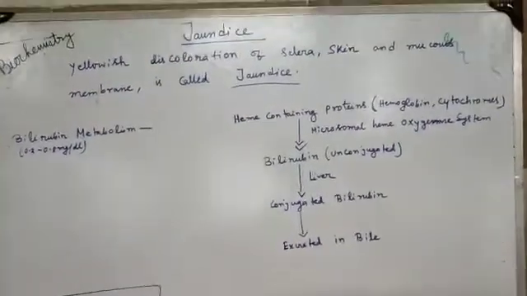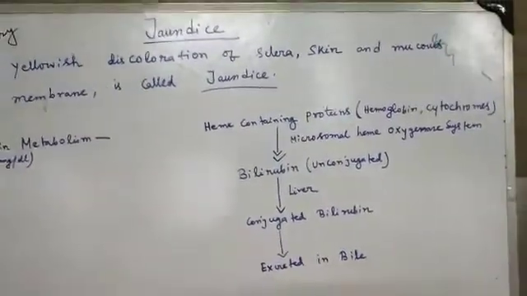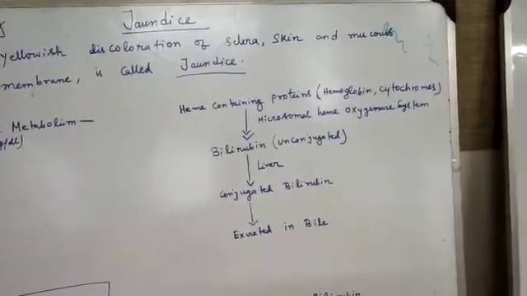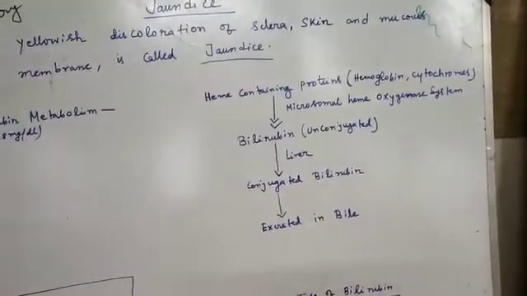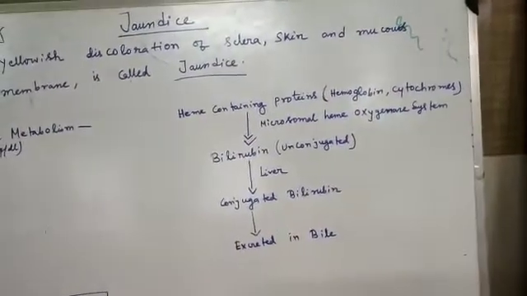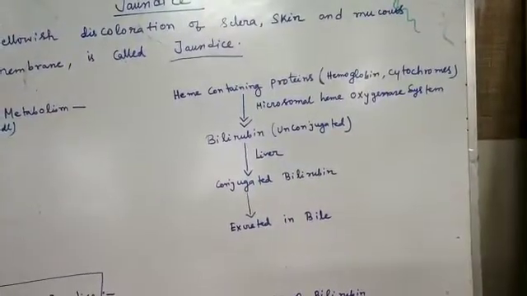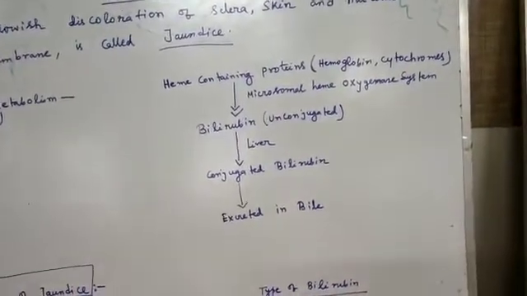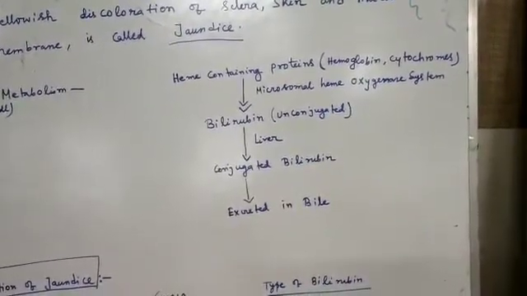So, we have to know a little bit about bilirubin metabolism. We all know hemoglobin is a blood pigment which is present within the RBC and which is responsible for the red color of blood. This hemoglobin is a heme containing protein, and certain cytochromes are also heme containing proteins. These heme containing proteins are catabolized by the microsomal heme oxygenase system of the reticuloendothelial system and produce bilirubin. This bilirubin is unconjugated, hence hydrophobic in nature.